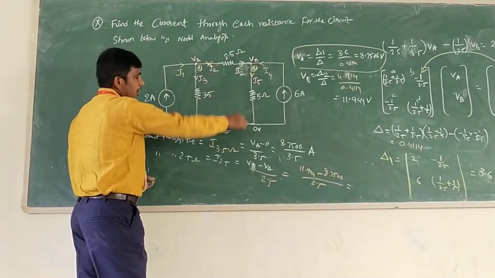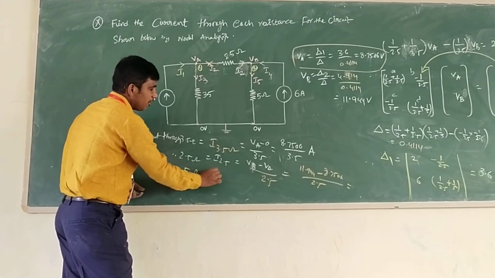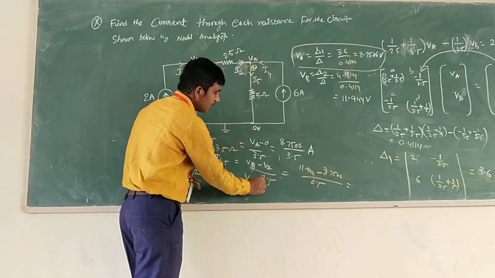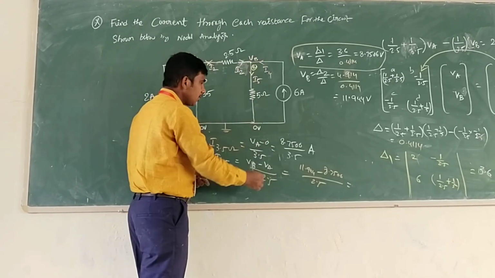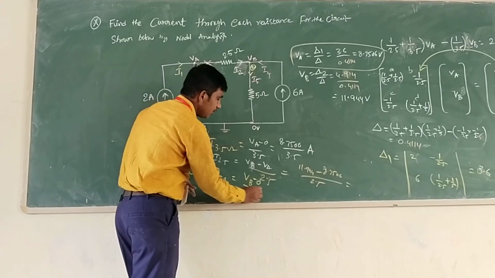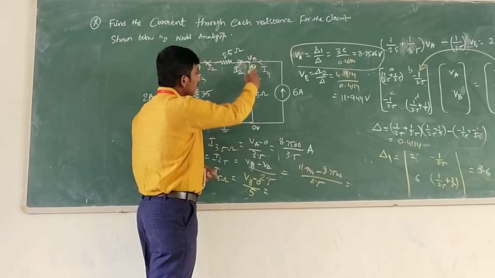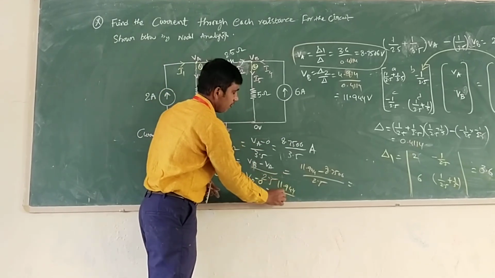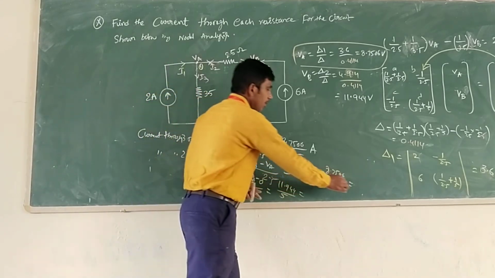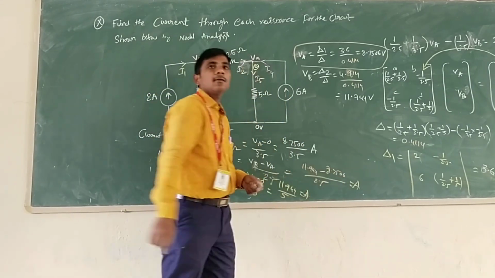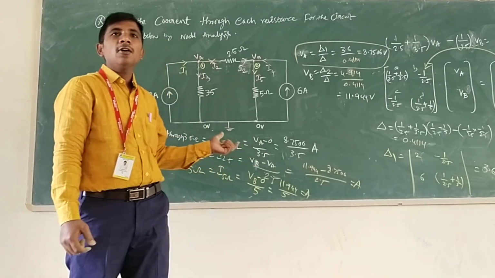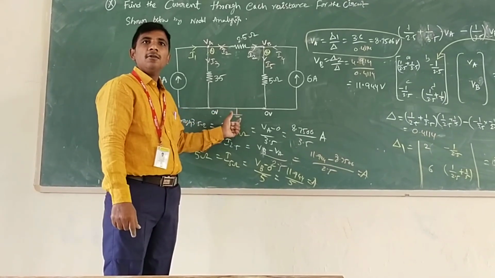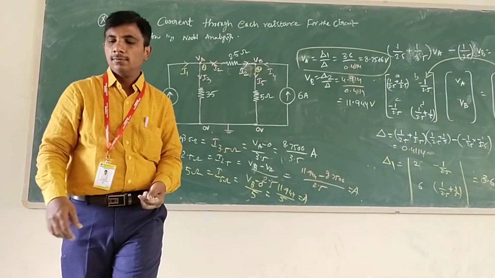Now current through 5 ohm. I 5 ohms equal to VB minus 0 by 5, the potential difference across 5 ohms divided by its resistance. VB is already calculated, 11.944 divided by 5. You will get amperes. All are amperes. Like this method you have to follow whatever the problem is given, but the values are changed. Same problem you can do as homework.